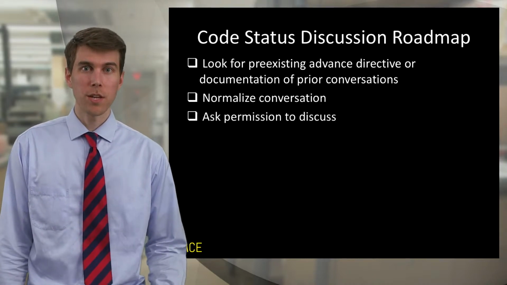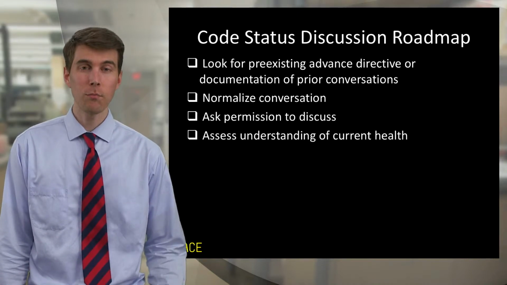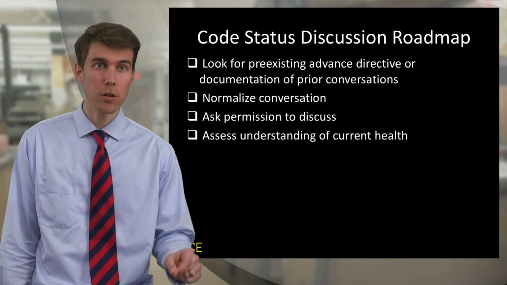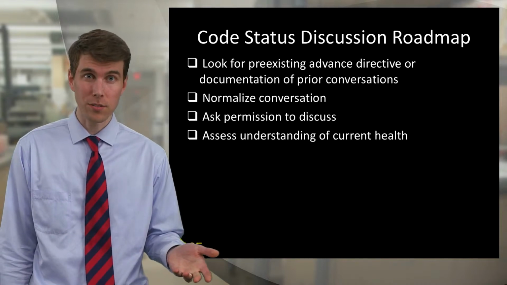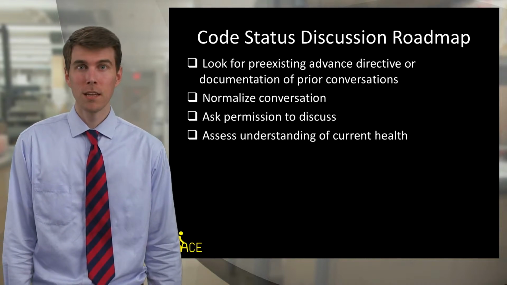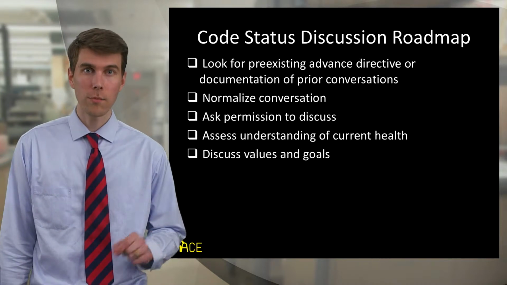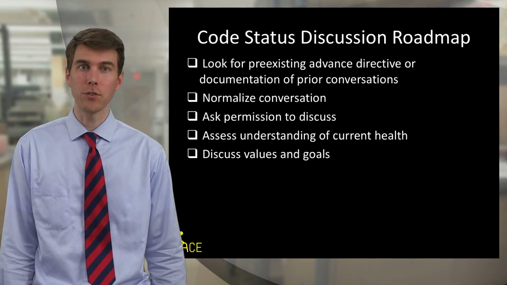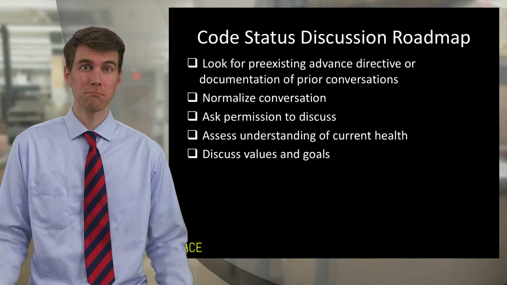You want to make sure the patient's understanding of their current health state is accurate. People may make different decisions depending on their understanding of their prognosis. If time is short, a patient may want fewer medical interventions. Next, ask about the patient's values and goals. All of our medical decisions, not just code status, should be in the context of a patient's values and goals. So ask the patient, what matters to you?